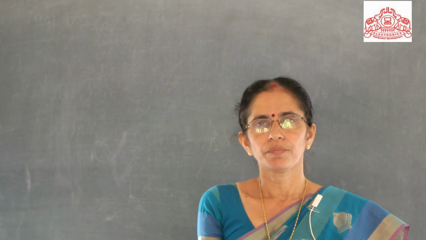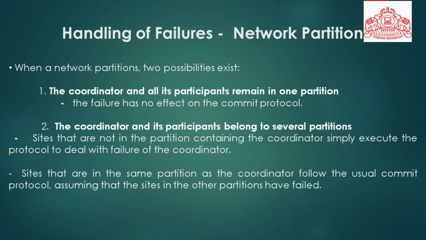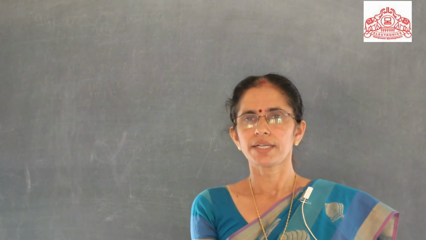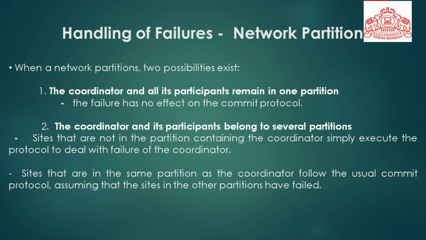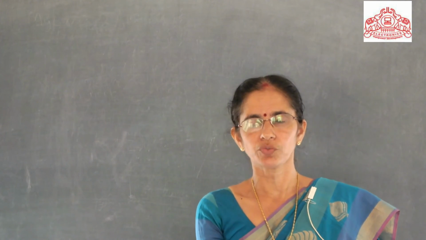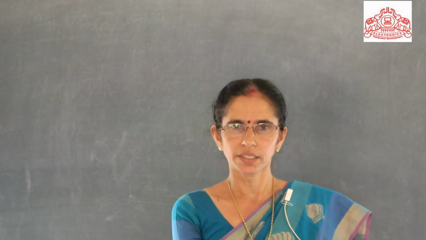Now coming to the failure of network partition. When a network partition fails, we can say there are two possibilities. One is that the coordinator and all the participants remain in one partition, in a single network partition. In that case, the failure has no effect on the commit protocol. But in some cases, the coordinator and some of the participants belong to one network partition and some remaining sites may be in another partition.